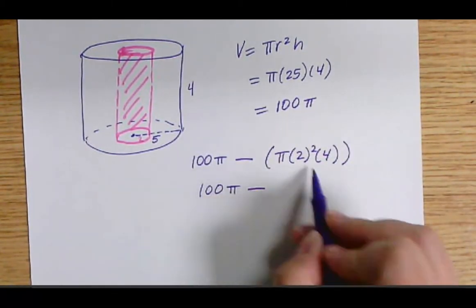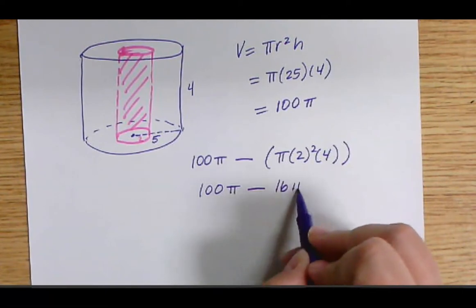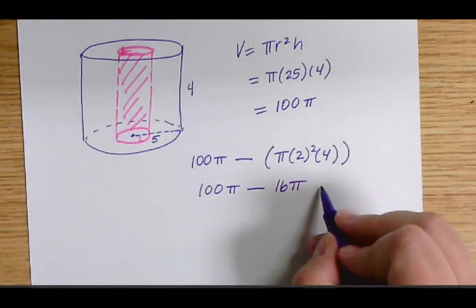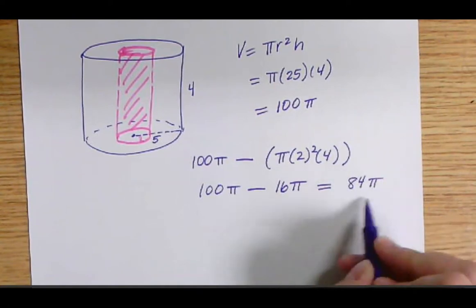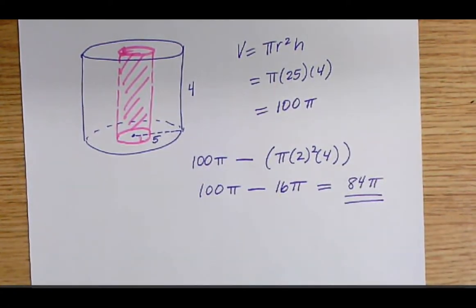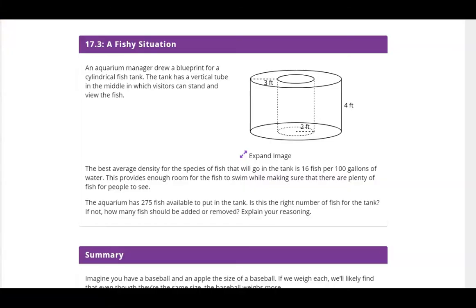2 squared is 4, so this is 4 times 4, so this is what we get. And when I subtract 100 minus 16, I get 84 pi. So that's the volume of the tank. Now, the interesting thing about this problem, and why I wanted to do it, is they don't give me the density in terms of volume. They give it to me in terms of gallons.